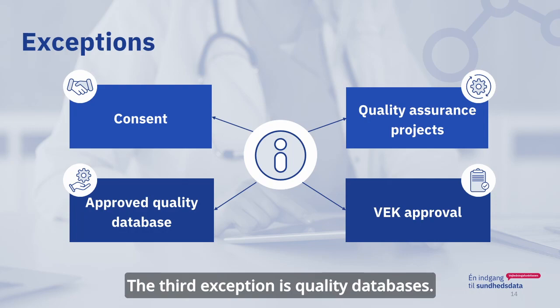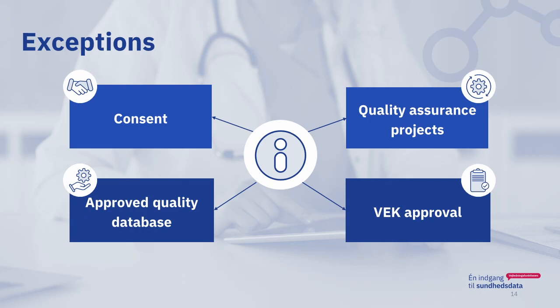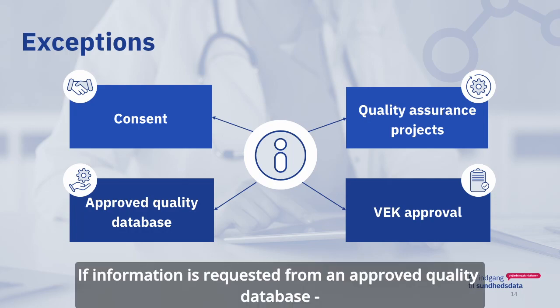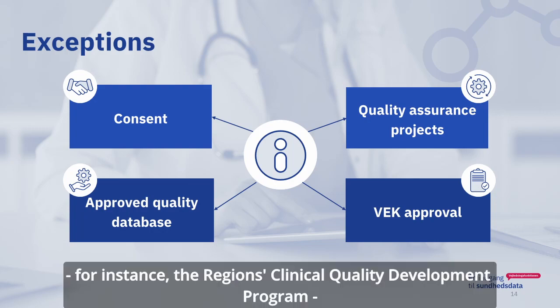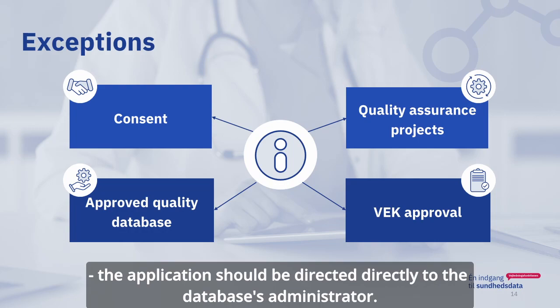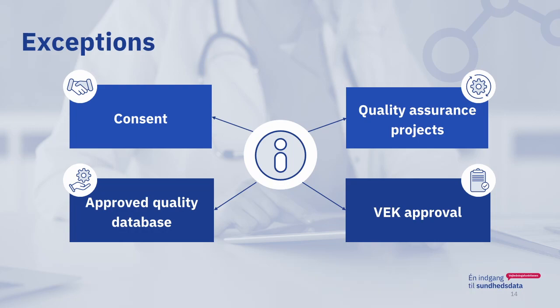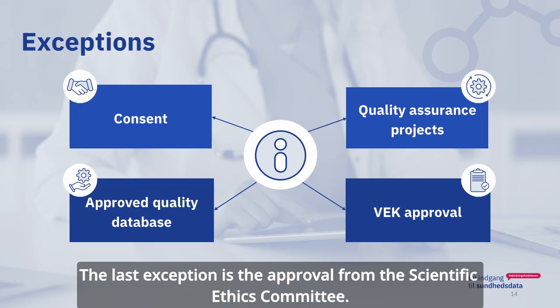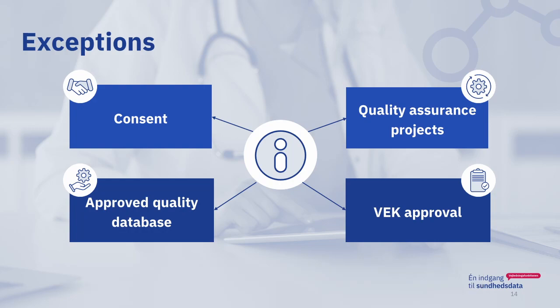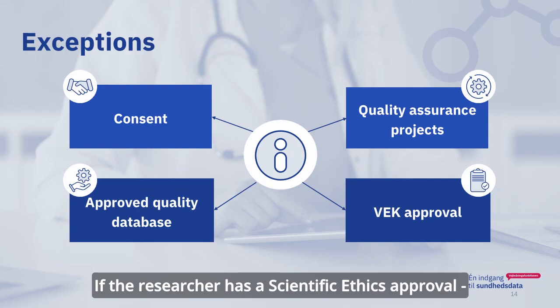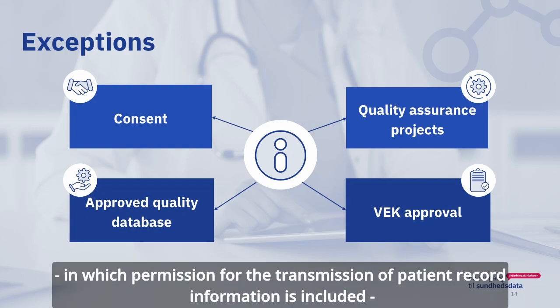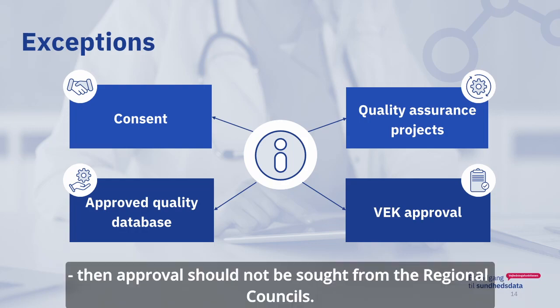The third exception is quality databases. If information is requested from an approved quality database, for instance, the region's Clinical Quality Development Program, the application should be directed directly to the database's administrator. The last exception is the approval from the Scientific Ethics Committee. If the researcher has a scientific ethics approval in which permission for the transmission of patient record information is included, then approval should not be sought from the regional councils.